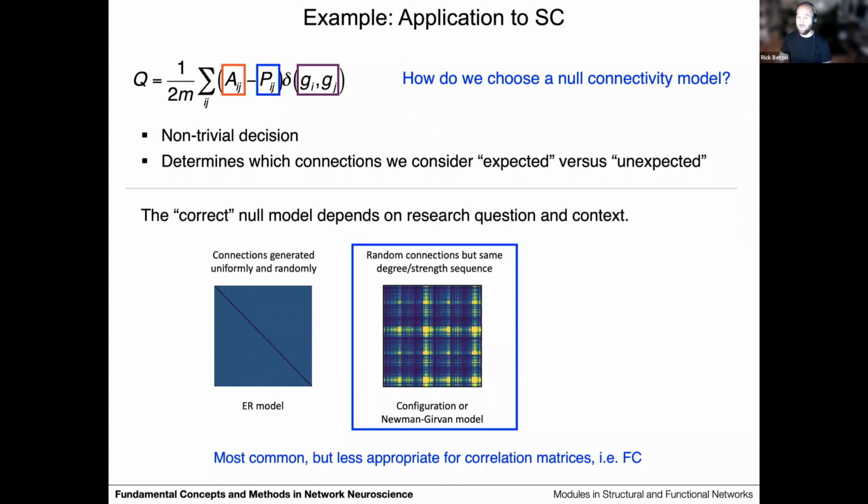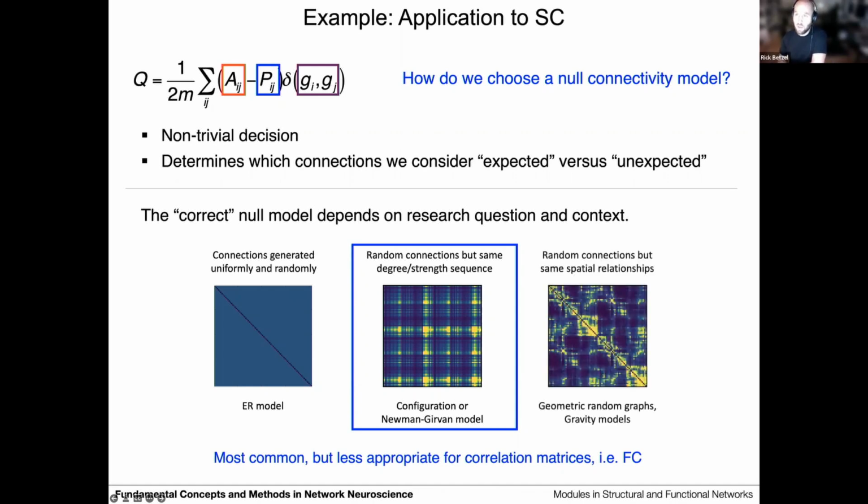It's often applied to functional connectivity data, but really should not. It assumes that all of the connections are formed independently, which is generally not true of our functional connectivity data, which are oftentimes determined on the basis of correlations or some other statistical measure that has transitive properties. But nonetheless, it's still the most common. Other possibilities, of course, are to preserve other features of the network, like its spatial embedding. There are lots of different flavors that we could consider, but for our purposes and for the rest of this tutorial and workshop, I'll consider this particular null model, the Newman-Girvan model.